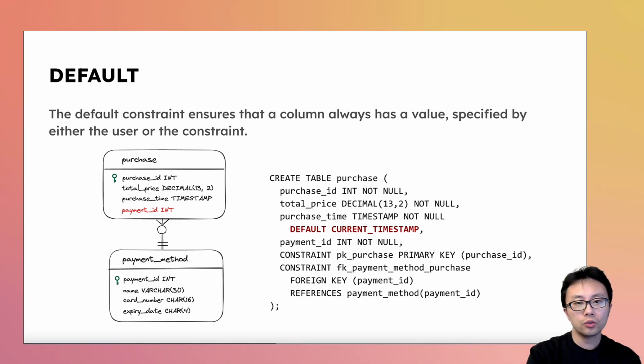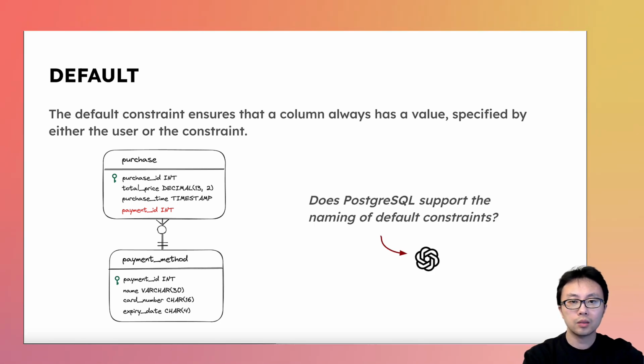Additionally, we chose not to name this constraint. It's worth noting that some database systems see default constraints in the same way as not null, as an integral part of a column definition, so they don't support the naming of such a constraint, like MySQL, while some others do. If you're thinking about naming a default constraint, you can start with a simple question to generative AI tools and further look it up in the corresponding database system menu.